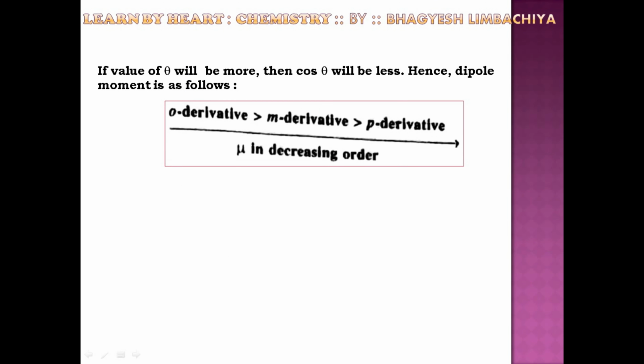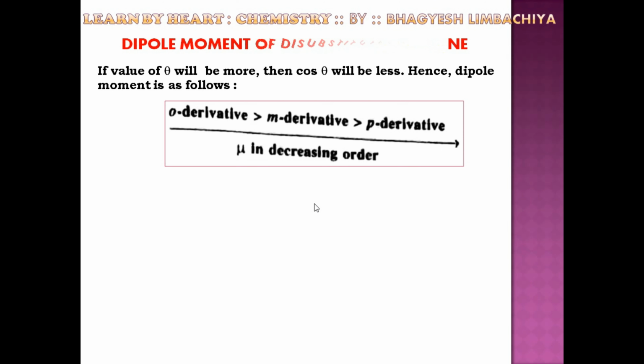Next, if the value of theta is more, then cos theta will be less. Hence the dipole moment is as follows: from ortho derivative to meta to para, mu is in decreasing order. So remember, always ortho derivative has the highest dipole moment, then meta and then para.